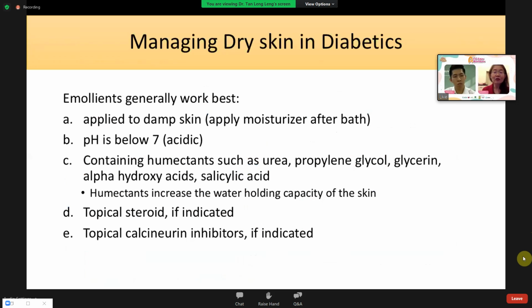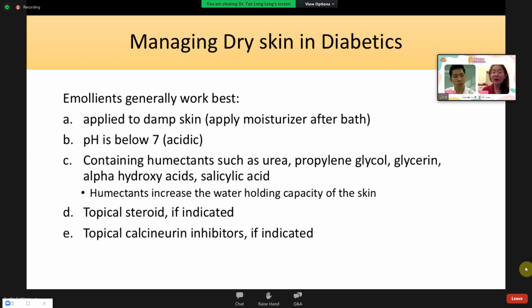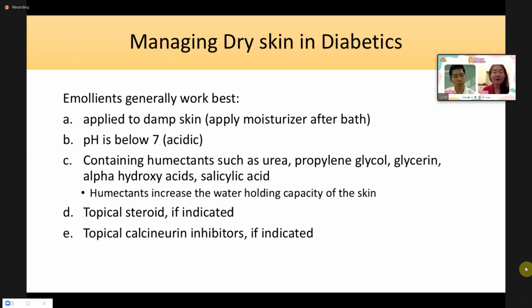And then it has to contain ingredients like humectants, which are also our natural moisturizing factors. Such as urea, propylene glycol, glycerin, alpha hydroxy acid, salicylic acid. Why do we need humectants? Because they will increase the water holding capacity of the skin. Then it moisturizes your skin.